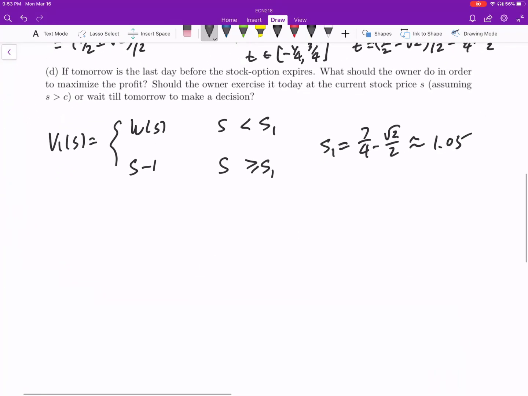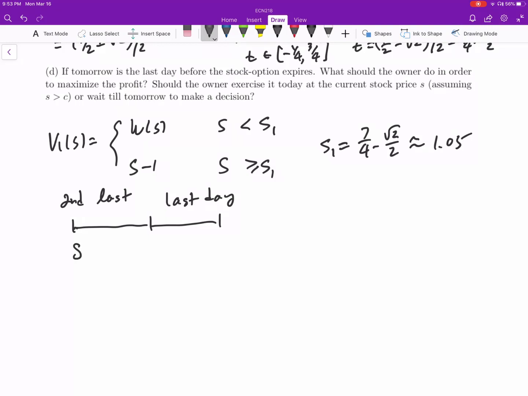Okay. So our conclusion is that if tomorrow is the last day, so here, this is the last day, and this is the second last day, so the day before, and we are looking at the stock price S over here, and we are determining whether we can actually exercise the stock option or not.